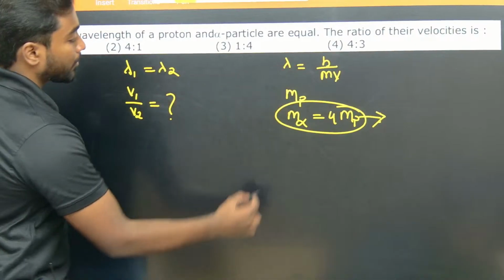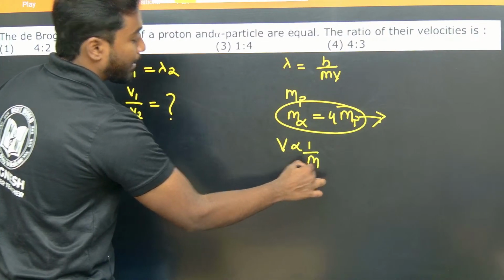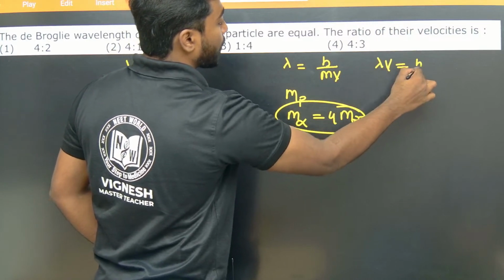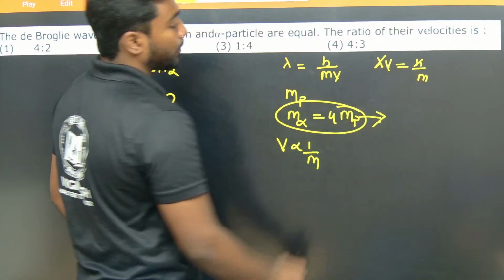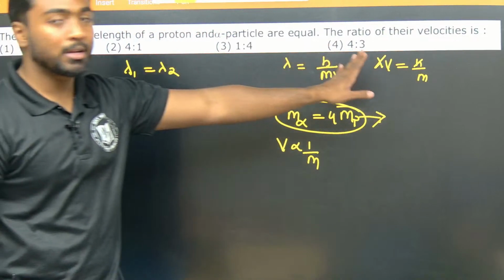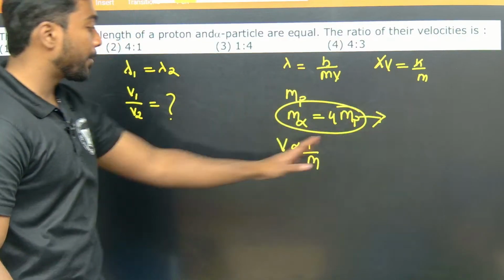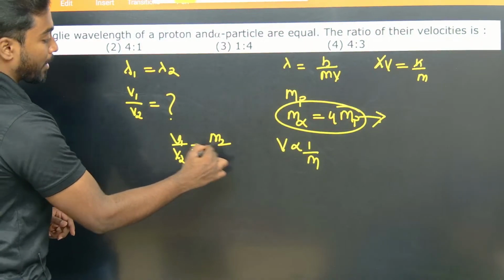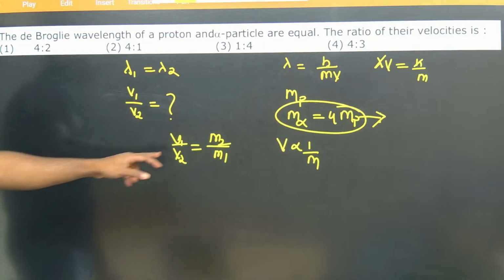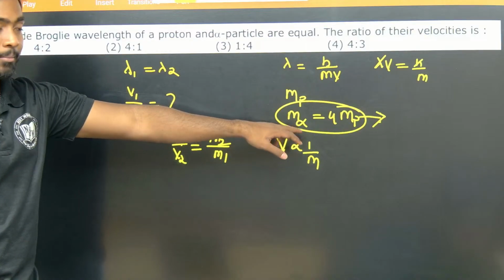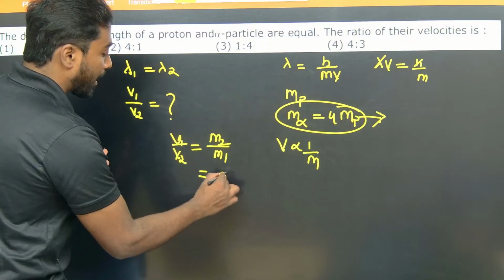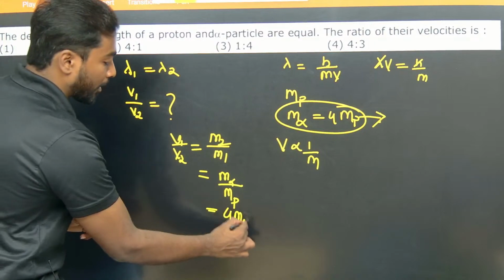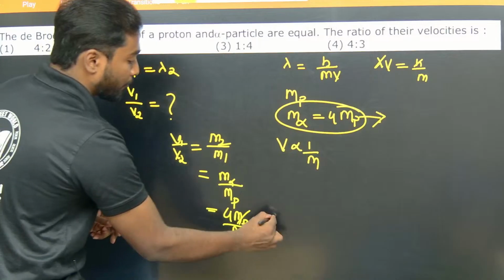Now if I see here, velocity is inversely proportional to mass, right? Lambda is equal to h by mv. So here h and lambda are constant, like lambda 1 equals lambda 2. So v will be inversely proportional to m. So v1 by v2 is nothing but m2 by m1. So mass of the alpha particle by mass of the proton, which is nothing but 4 times the mass of the proton by mass of the proton, which is 4:1. That is the answer.